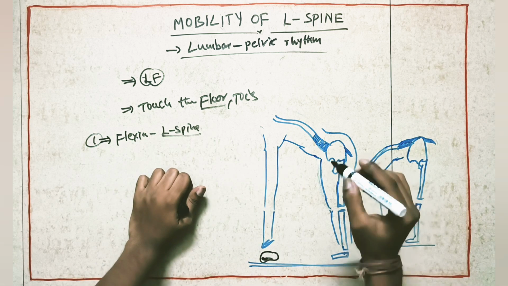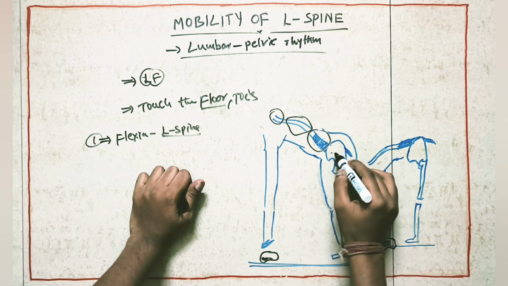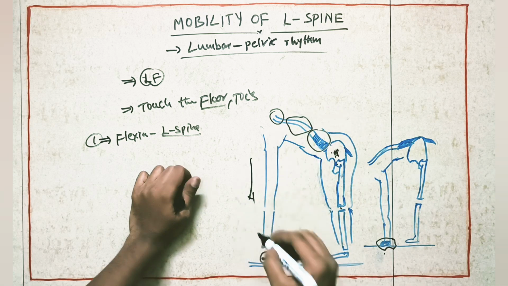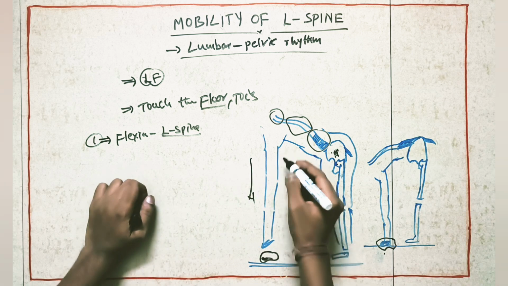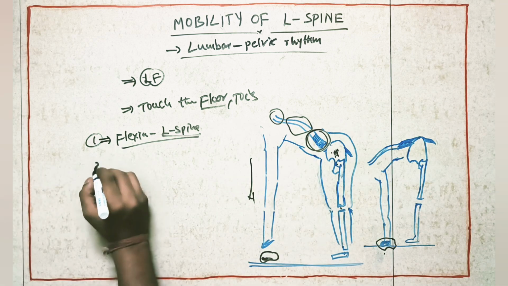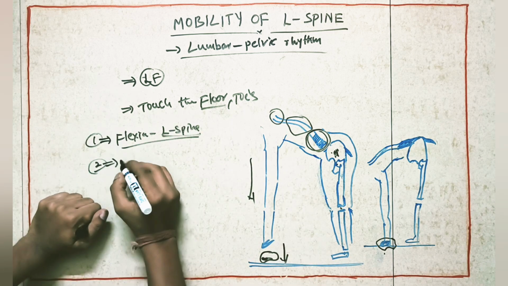So as we are seeing here, just imagine. This is the cervical spine, this is the thoracic spine, this is the lumbar spine. These are our hip bone, hip joint, knee joint. Here the person is trying to bend. This is the person's hand. When he is trying to touch the floor, first what will happen? Flexion of the lumbar spine will happen. After that, second step, to reach the floor, he needs a little more flexion movement. So at that time what will happen?